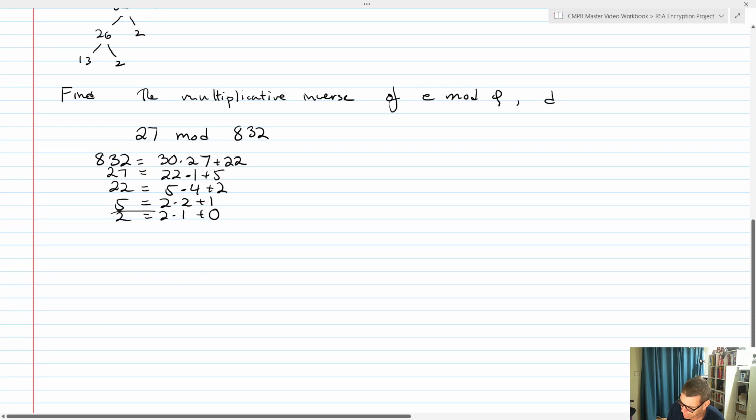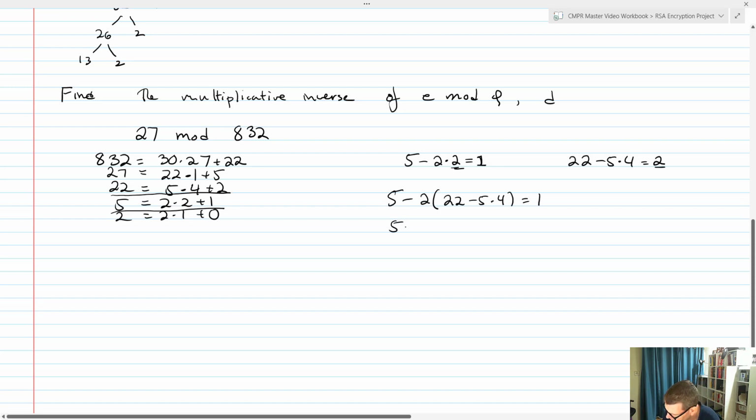We'll start out here at 5 equals 2 times 2 plus 1. So that'll be 5 minus 2 times 2 equals 1. Then we'll move up to the next equation, and we'll get 22 minus 5 times 4 equals 2. I'm going to now substitute in for 2 here, so that's going to give me 5 minus 2 times (22 minus 5 times 4) equals 1.